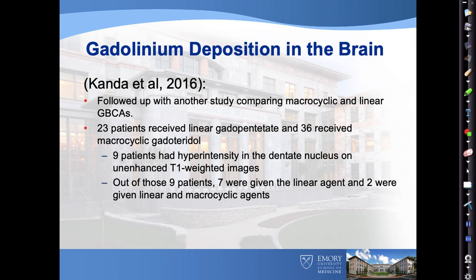Kanda et al. followed up their study with another study in 2016 comparing macrocyclic and linear gadolinium-based contrast agents. In this study, 23 patients received linear agent and 36 received a macrocyclic agent. 9 patients had hyperintensities in the dentate nucleus on unenhanced T1 weighted images, and out of those 9 patients, 7 were given linear agents and 2 were given linear and macrocyclic agents.